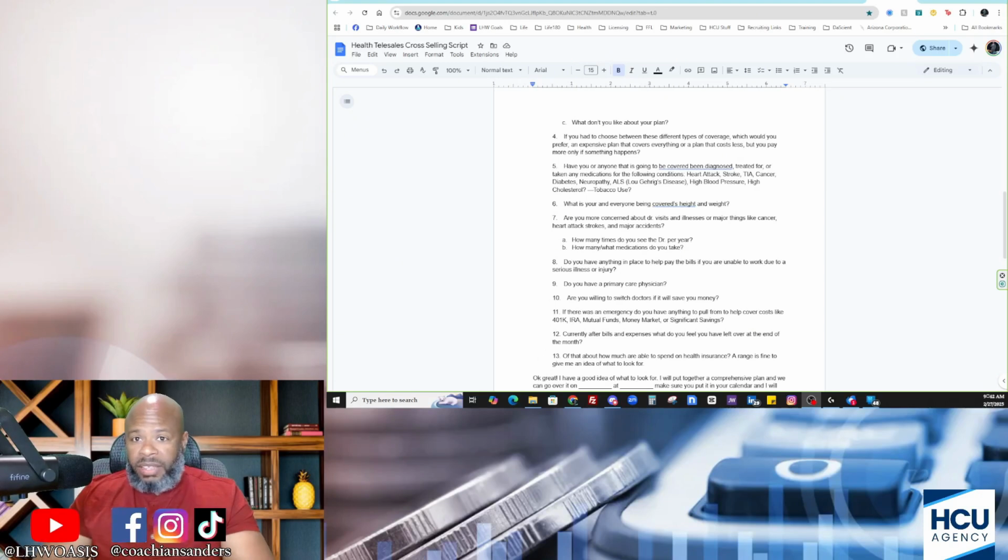Others don't mind paying that extra premium per month because they regularly have to go back, or they know that they're going to have something that's coming up.